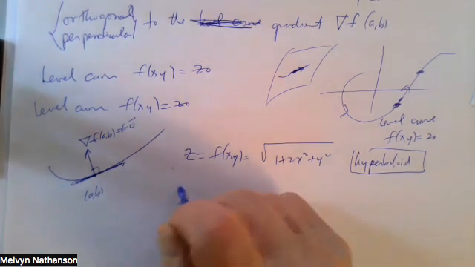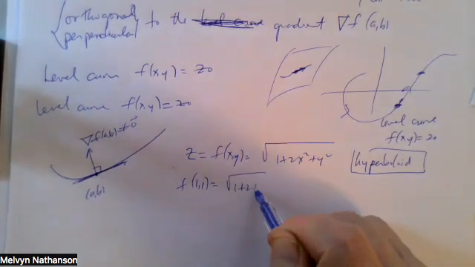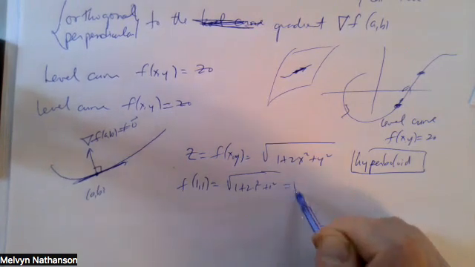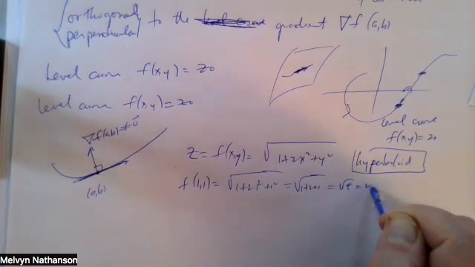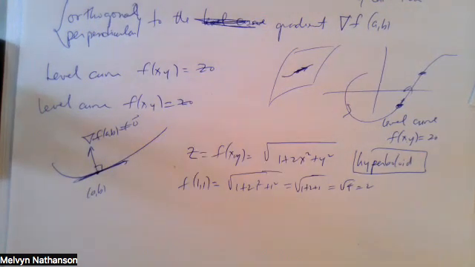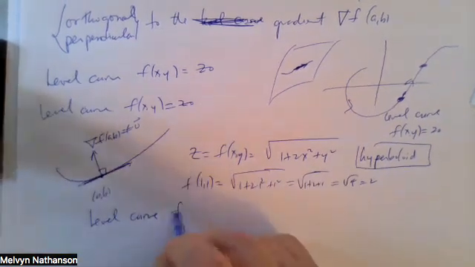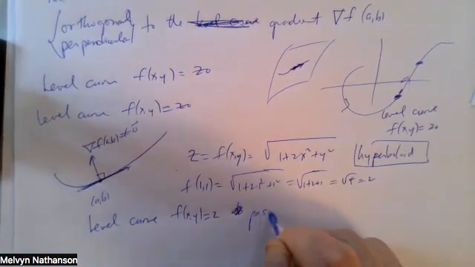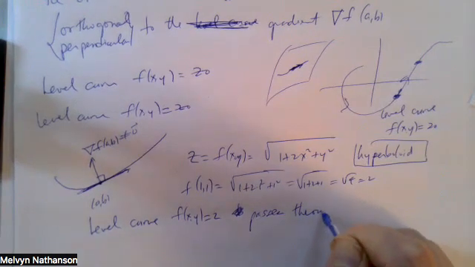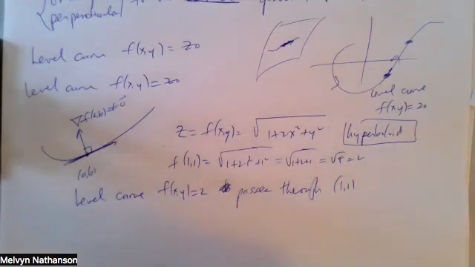What is f at the point (1, 1)? When x is 1 and y is 1, you get the square root of 1 plus 2 times 1 squared plus 1 squared. That's the square root of 1 plus 2 plus 1, which is the square root of 4, which is 2. So the level curve f(x, y) equals 2 passes through the point (1, 1) on the xy plane.